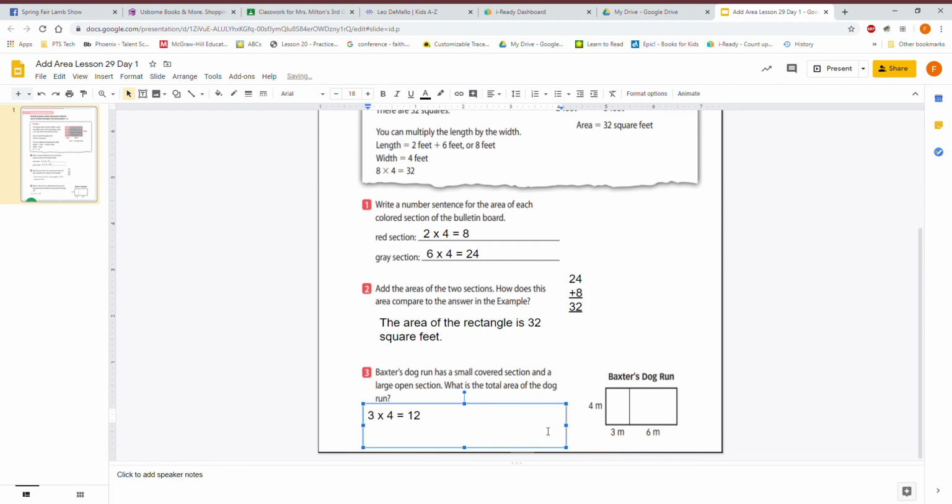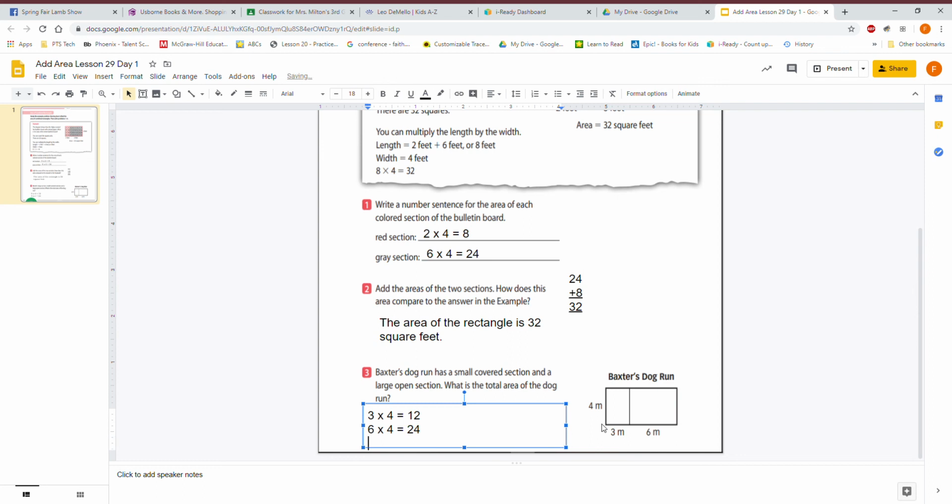Then I'm going to go over here and I'm going to say, okay, here's the length of this one, and the width over here is going to be the same. You see that the width is the same on both sides. So I'm going to say 6 times 4. Oops, that's a 6. 6 times 4 equals 24.